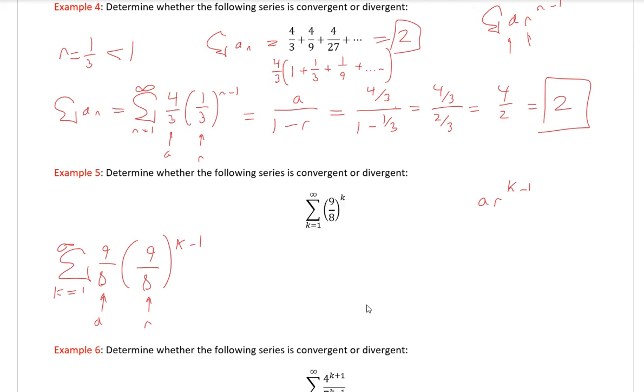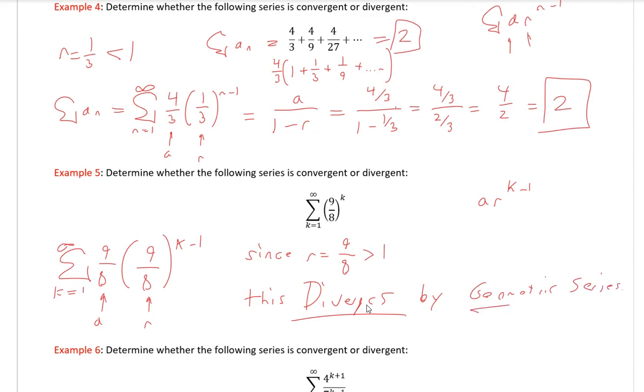However, in this case, my ratio is 9/8, and we know that that is greater than 1, so this diverges by a geometric series. And that's it. That's all it takes. Again, when you write that it converges or diverges, always also cite what you know that from. What are you using? Because otherwise, that didn't take too much work.